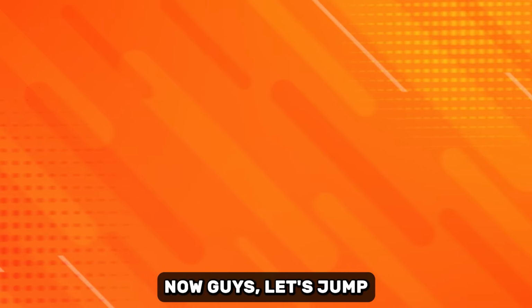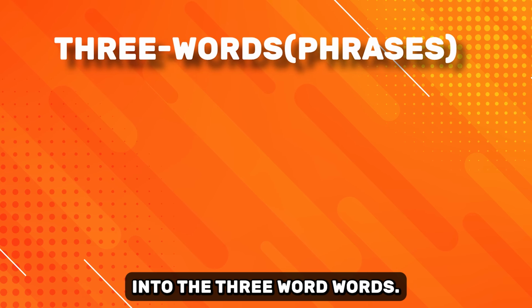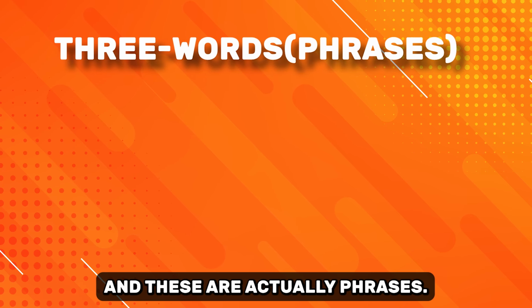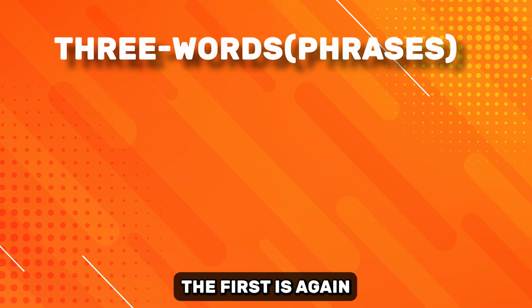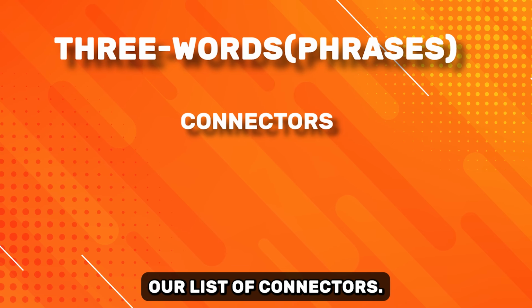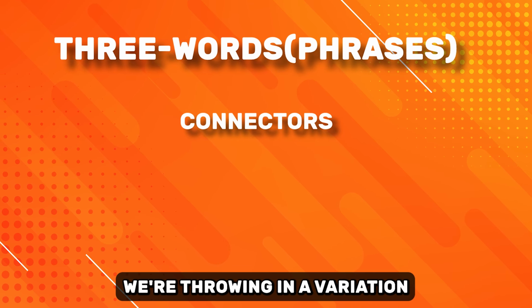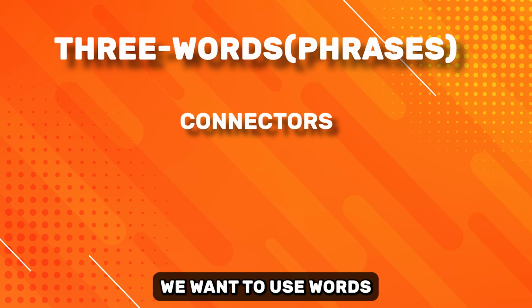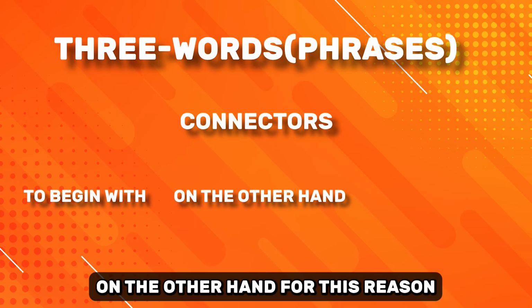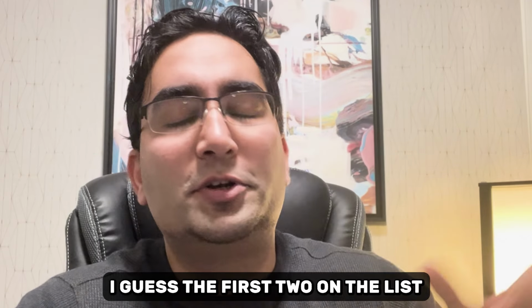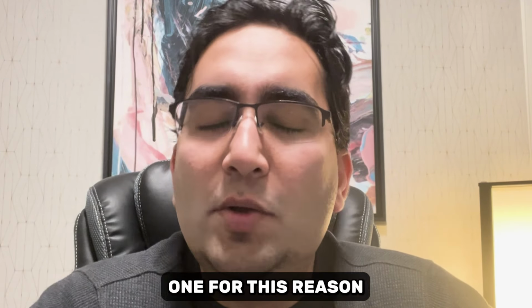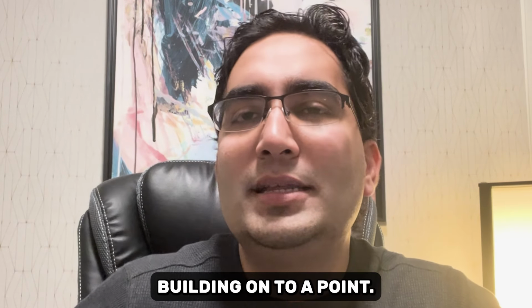Now guys, let's jump into the 3-word words, and these are actually phrases. So let's have a look at some of them. The first is, again, our list of connectors. Once again, we're throwing in a variation for the examiner. We want to use words like "to begin with," "on the other hand," "for this reason." I guess the first two on the list are pretty simple. The third one, "for this reason," is when you're building on to a point.